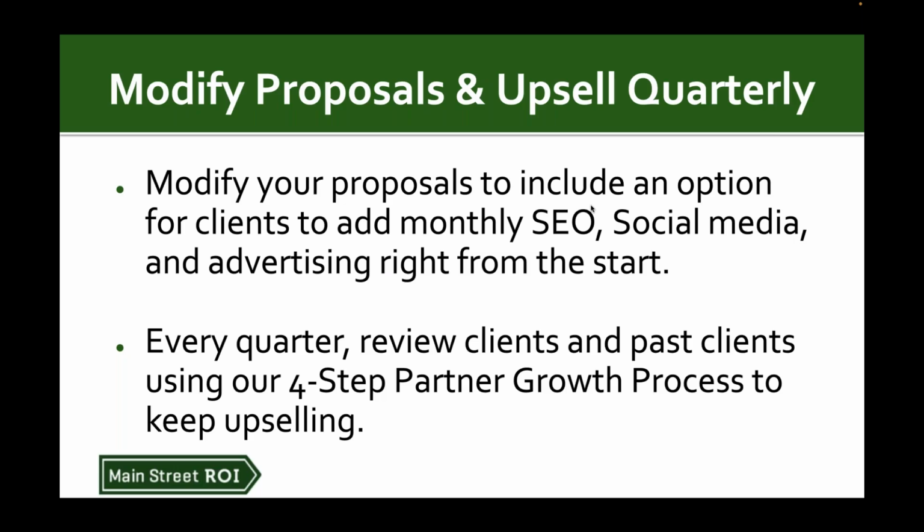Now I would like to talk about adjusting your sales process, discussing modifying proposals and upselling quarterly. This is essentially how we recommend partners operate. We highly recommend modifying your proposals to include options for clients to add monthly SEO, social media, and advertising right from the start. This goes hand in hand with that feast and famine cycle. Right out of the gate, and this is phase two of our approach, you really want to start selling them and laying the groundwork for recurring services.